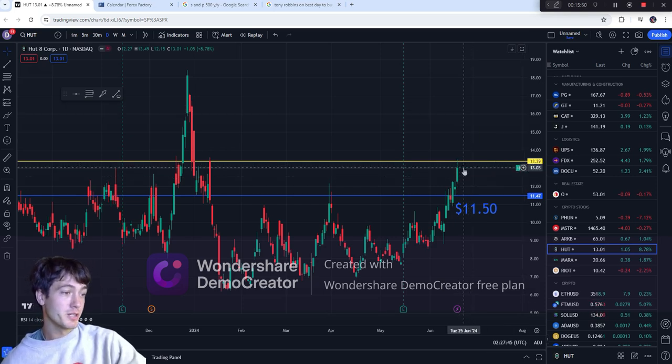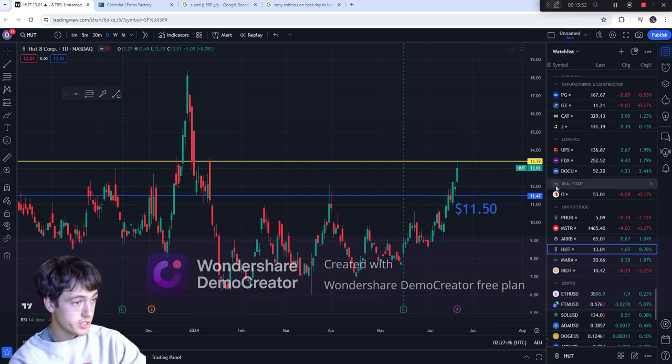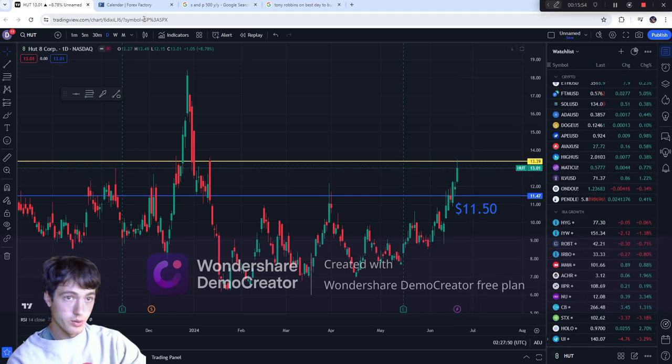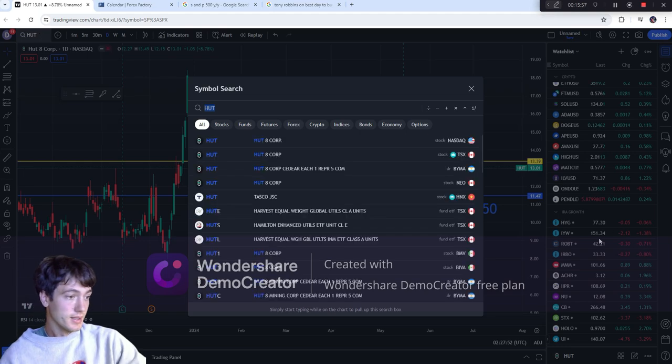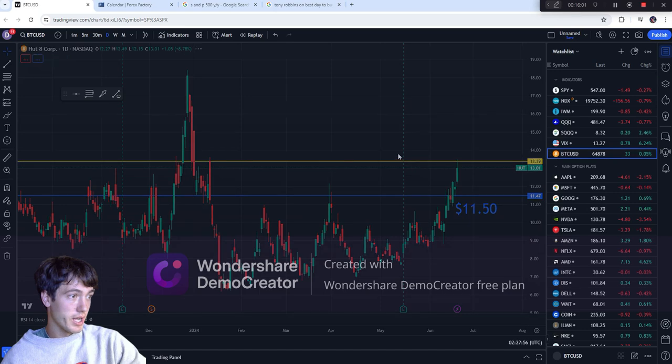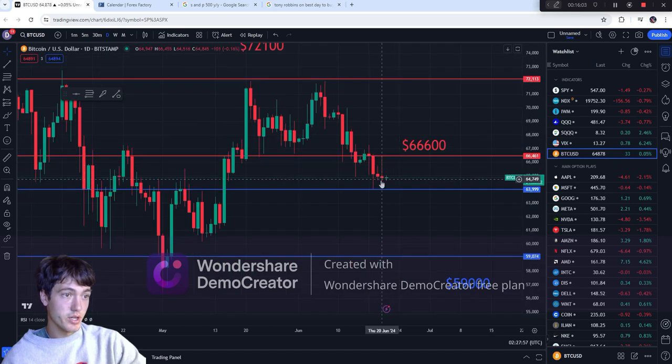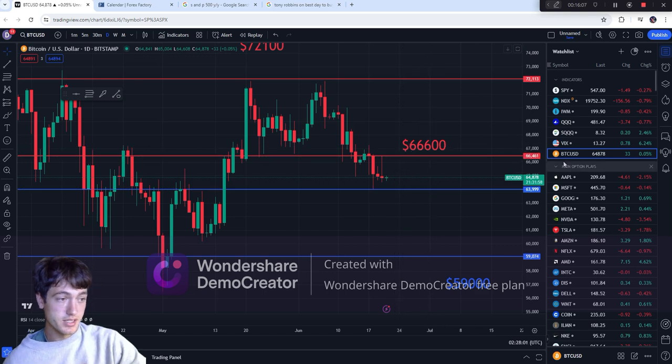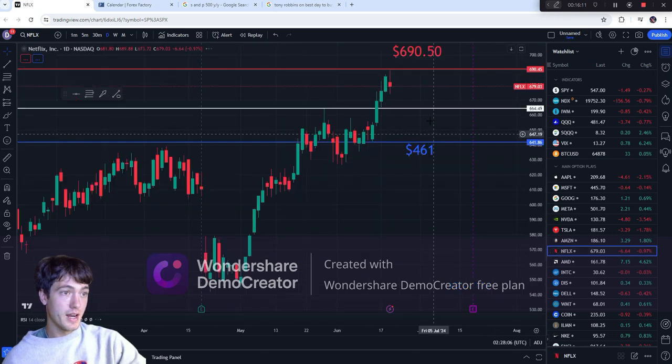We might want to see a retracement back though. Never want to chase price. Always be clear, conscious, and sound with our decisions. Let's go to Bitcoin, because Bitcoin's pretty much just been stalling out. There's really not much to say on Bitcoin other than I have another support here at 64,000 and this resistance at 66,000. And then we'll go into Netflix.